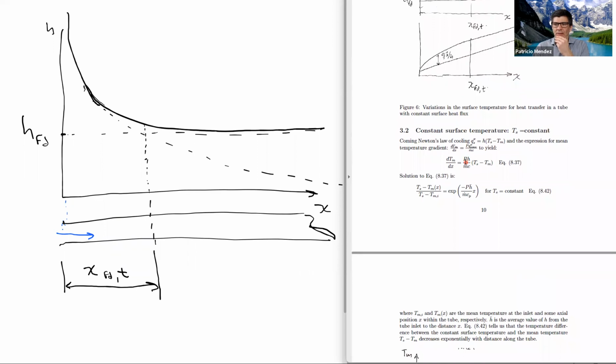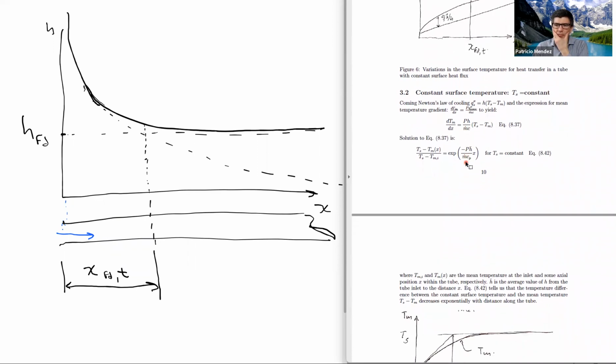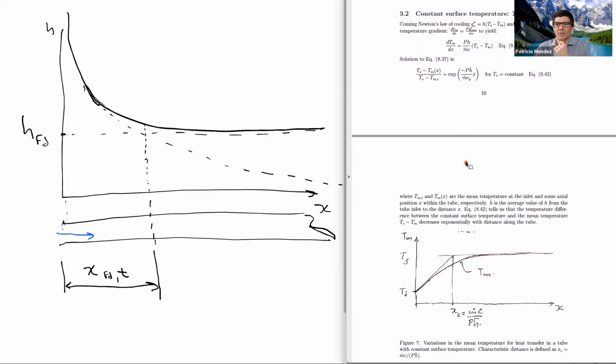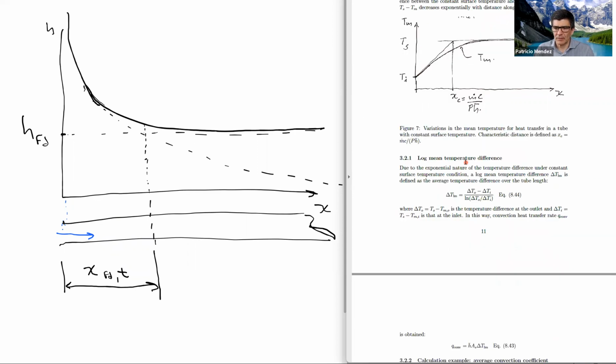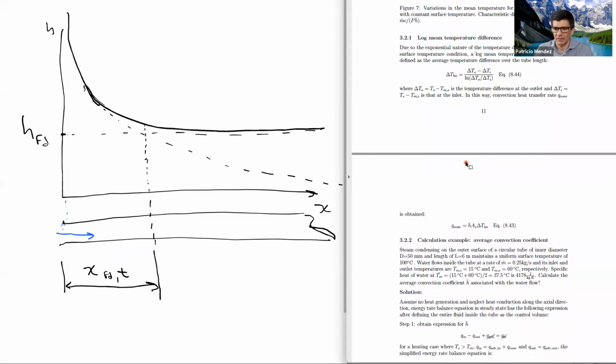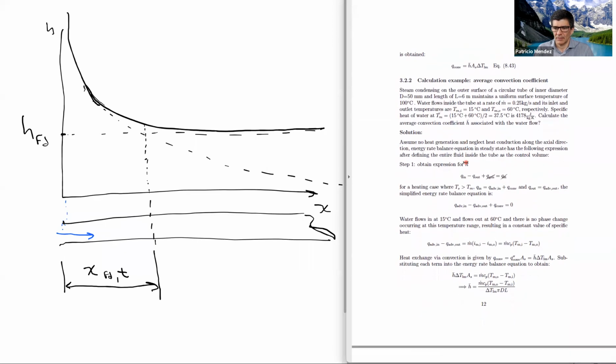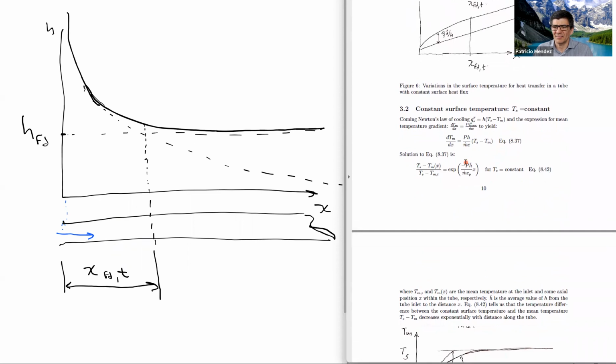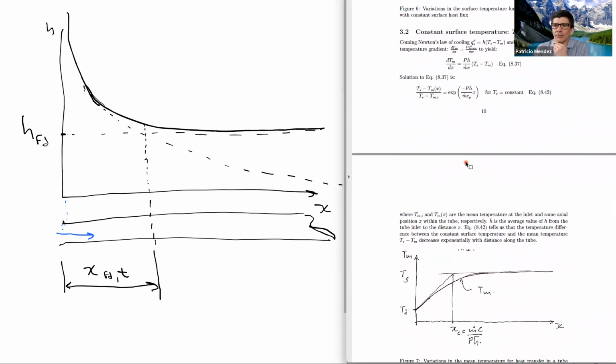Okay. What happens if instead we say that the surface temperature is constant? The pipe has a constant surface temperature. Let's see when the surface temperature is constant.